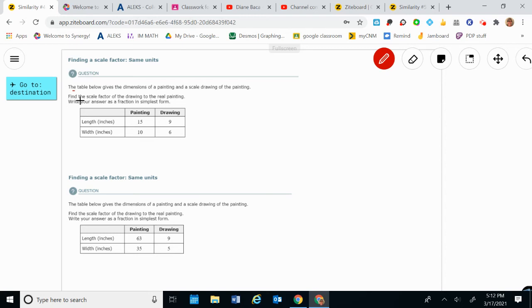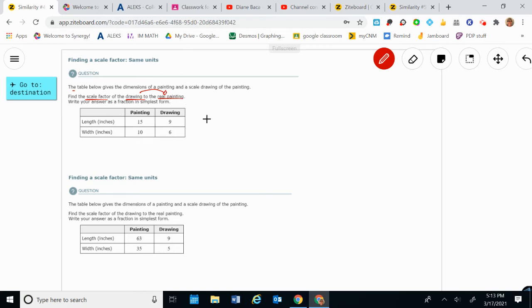Words are important here. When they say scale factor of the drawing to the real painting, this is one that I literally have to force myself to think, because it's opposite of the way that you would think. I always think the scale factor is what you multiply it by to go from drawing to real painting, but it's actually vice versa. When the words say drawing to real painting, we're looking at what you would multiply the real painting by to get to the drawing. On this one, you can look in the explanation to make sure.